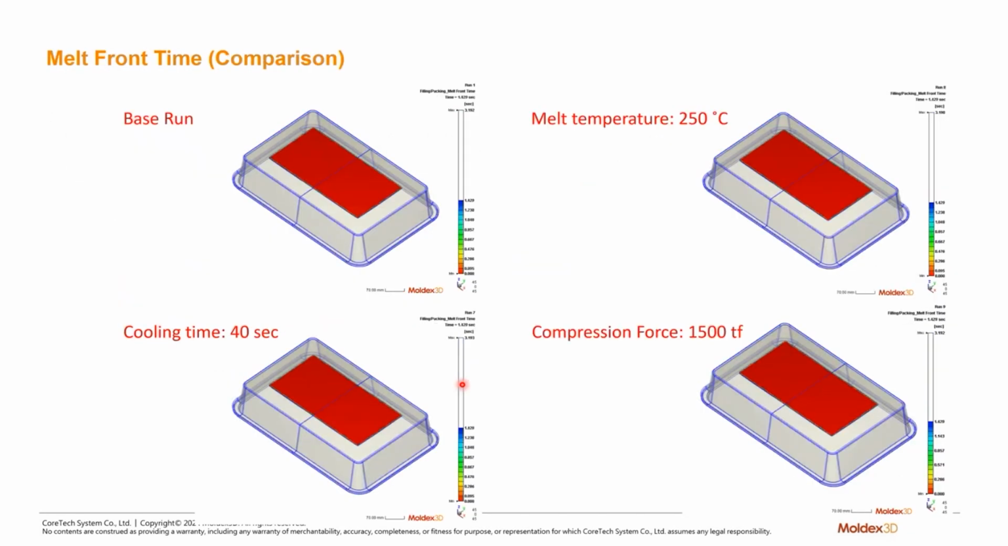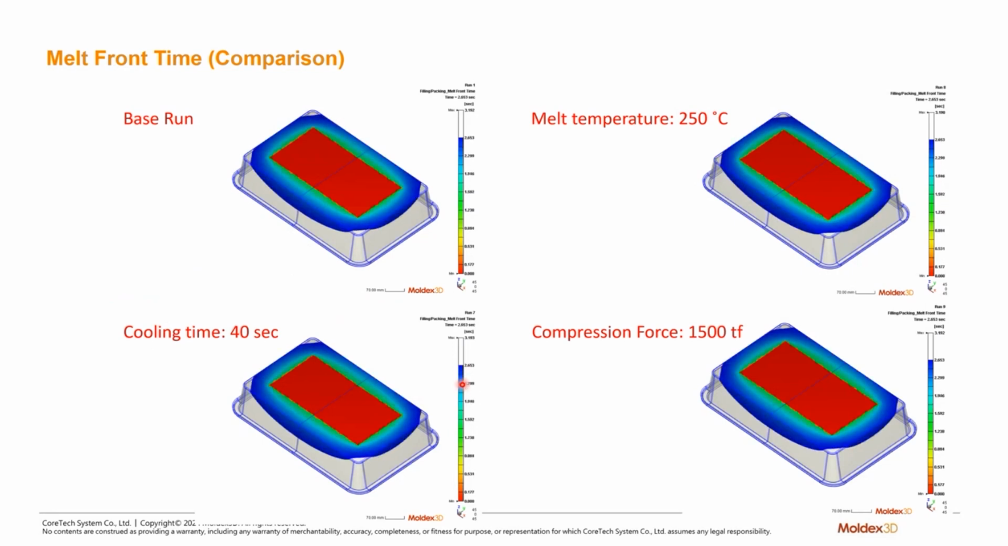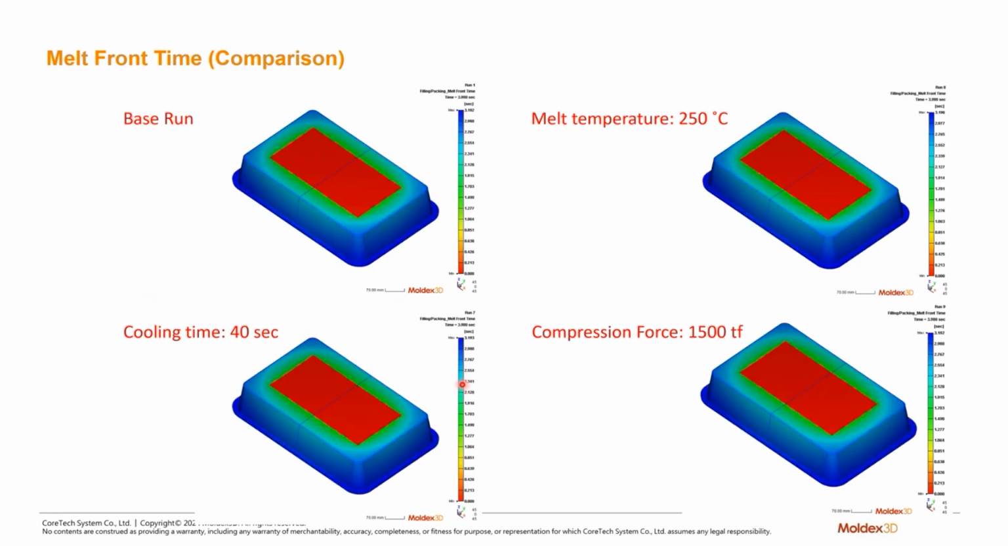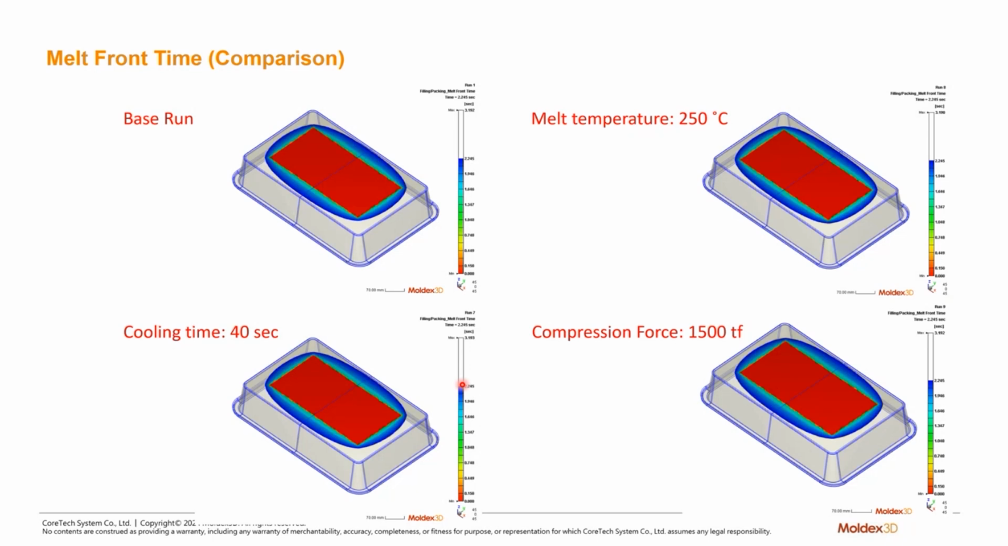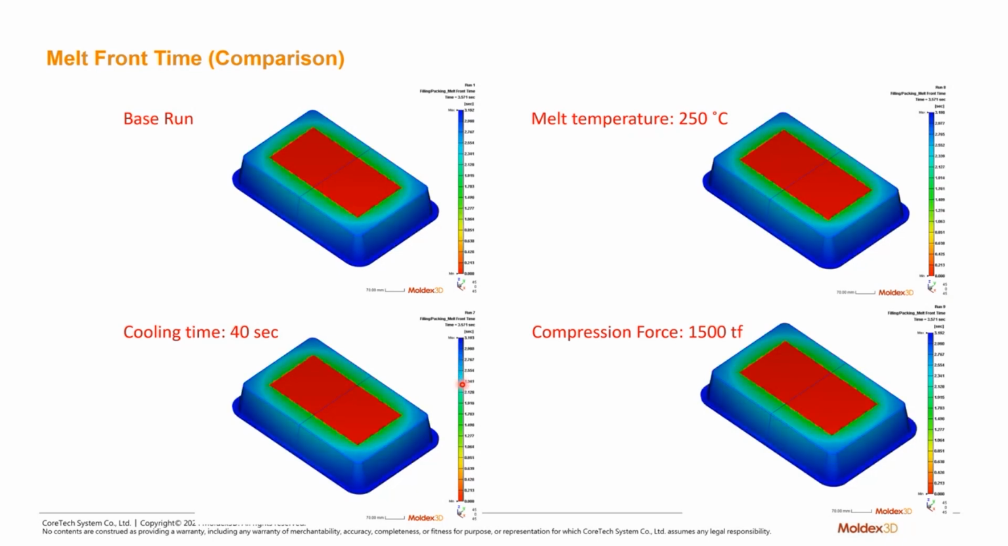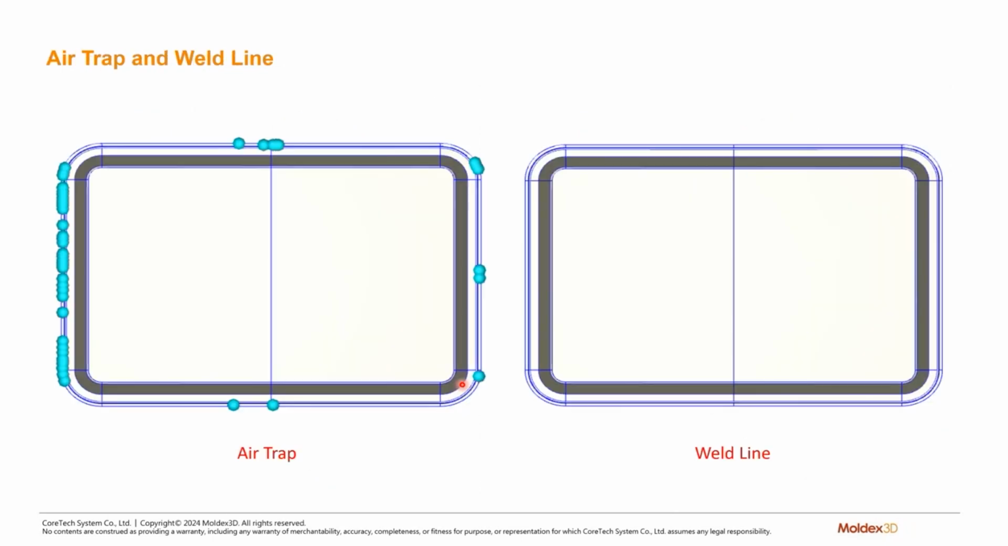This is the four runs melt front time animation. So in this slide, you can see the melt front time animation is the same. It's not different. In Moldex3D results, we also provide the air trap and the weld line. Because in these four runs the flow pattern is the same, the air trap and the weld line results are the same.